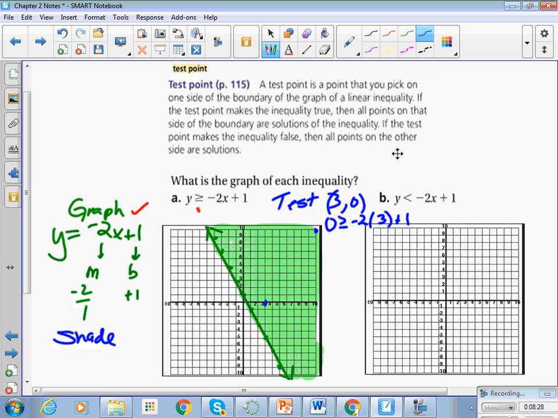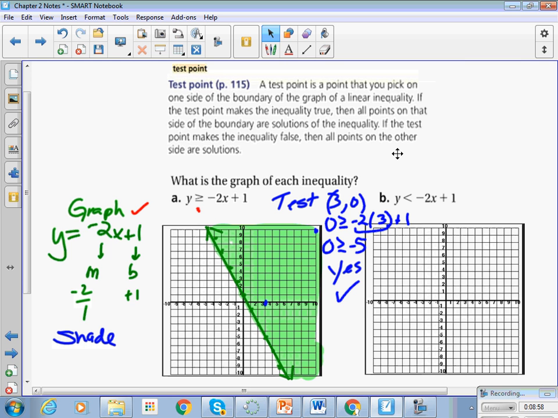So is 0 greater than or equal to negative 2 times 3 plus 1? Negative 2 times 3 is negative 6. Negative 6 plus 1 is negative 5. Is 0 greater than or equal to negative 5? Yes. So that checks out, and I know that I have the correct graph here.